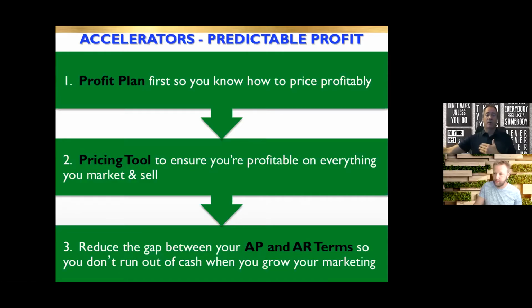So sometimes companies run out of cash. If you got a cash problem, we solve it in number two and number three. Number two, you got to be profitable on every single thing you sell. Number three, you got to make sure the payment terms are aligned. So as you grow, you're not financing it all, meaning running out of cash, even though you're profitable. So we solve those two things first before we go to marketing.